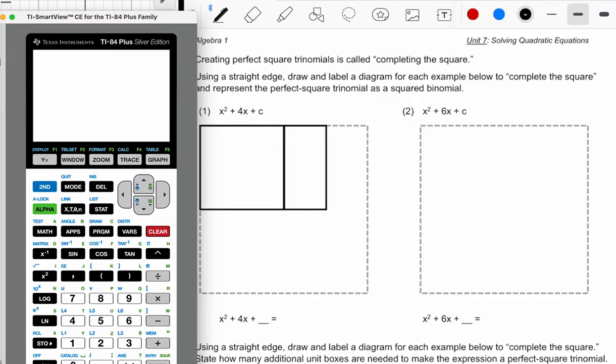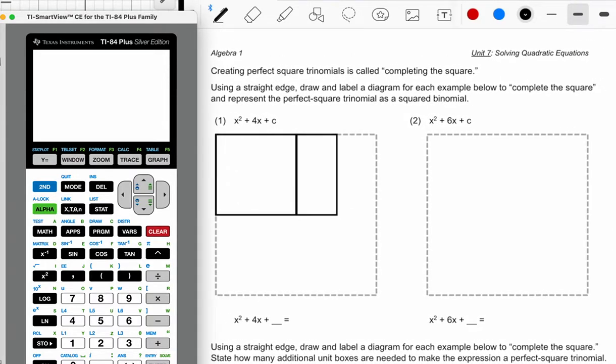So this is the geometric representation of completing the square. I'm going to take you through these problems real quick. Not real quick, but without delay. And then I'm going to give you some time to work on an activity, a Desmos activity, which is a little bit more user friendly.